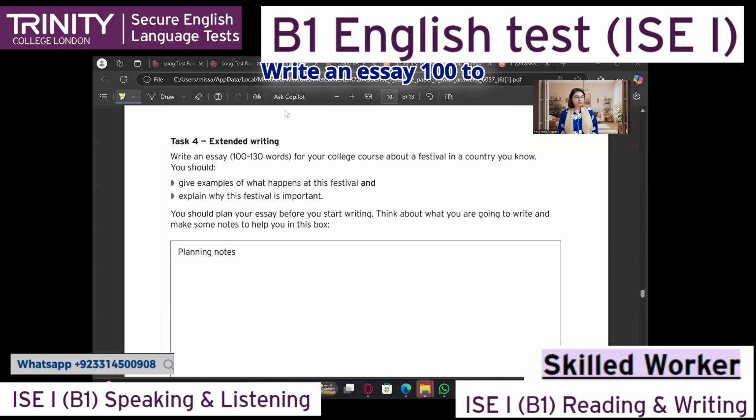Write an essay of 100 to 130 words for your college course about a festival in a country you know. Give examples of what happened at this festival and explain why this festival is important. You should plan your essay before you start writing. Think about what you are going to write and make some notes to help you in this box.